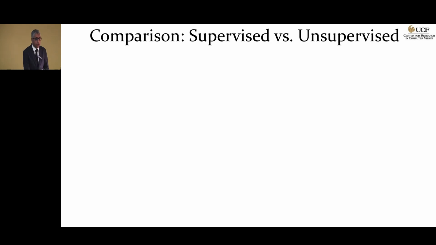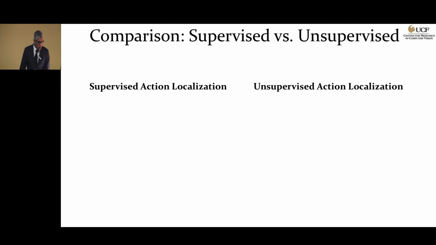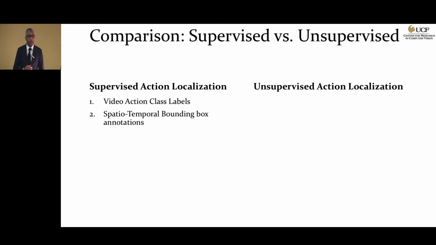Another way of performing action localization could be in a supervised versus unsupervised manner. Now, the way that supervised works is that someone has gone through the effort to label all those videos and tell which action is being performed in that particular video, as well as annotating all those frames by putting the spatial bounding box, as well as defining the temporal boundary of those actions.